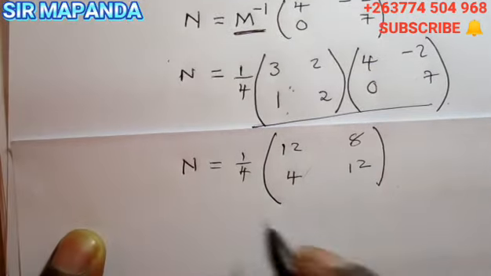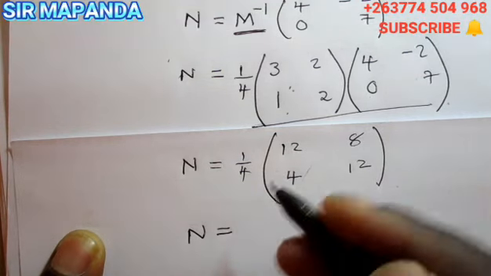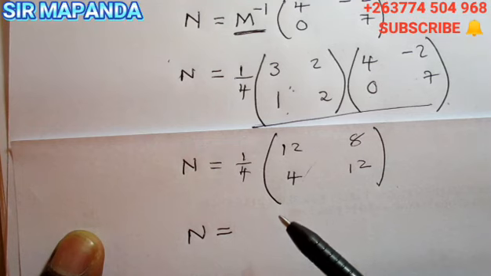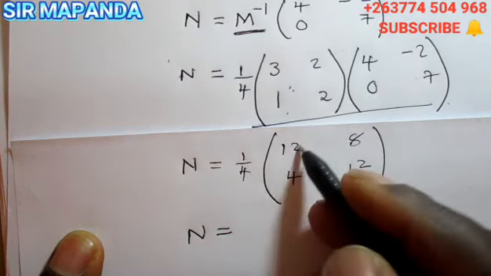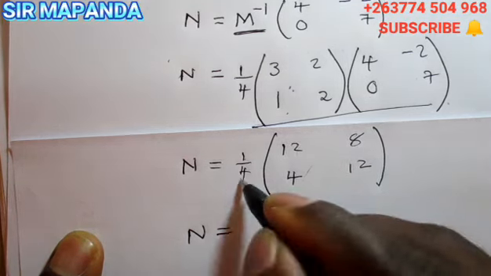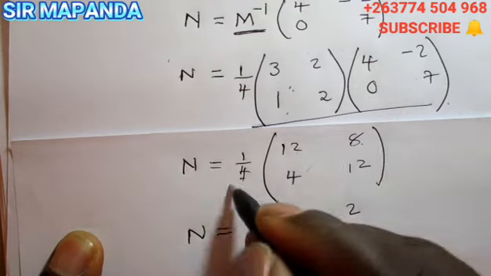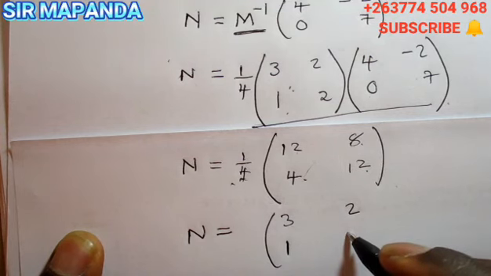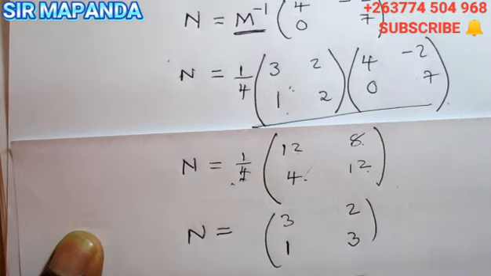So to then make N the subject of the formula, multiplication of 1/4 is as good as dividing by 4. So 4 into 12, you get 3. 4 into 8, you get 2. 4 into 4, you get 1. And 4 into 12, you get what? 3. So this is how I found the value of N.